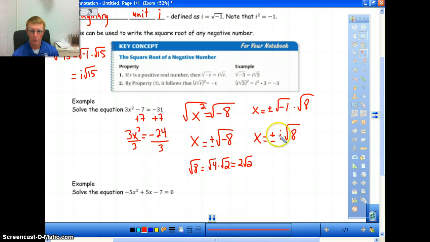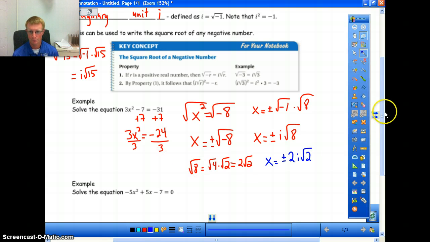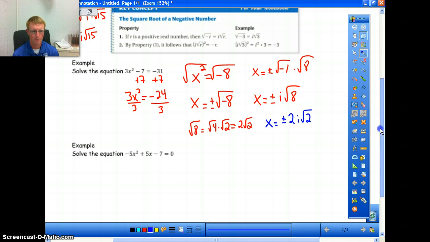So now instead of writing plus or minus i root 8, we need to replace that square root of 8 with 2 root 2. I'll write the answer in a different color here. So our final answer will be x equals plus or minus, and I'm going to put the 2 out in front, 2i. And then the square root will always come at the end, so square root 2. So that's that.